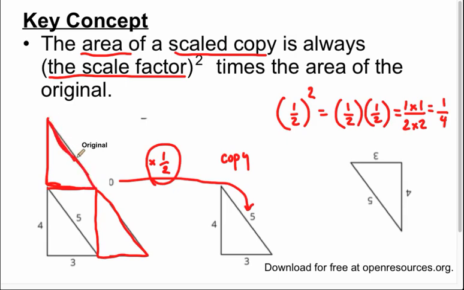So you can see that the area of the scaled copy is 1/4 of the area of the original, thus proving the general rule that always follows when you're trying to find the area of a scaled copy. The area of the scaled copy is going to be the scale factor squared times the area of the original. Okay?